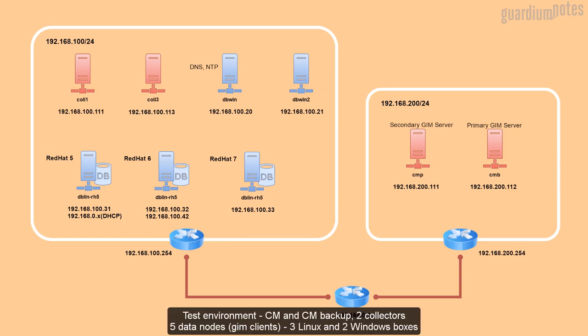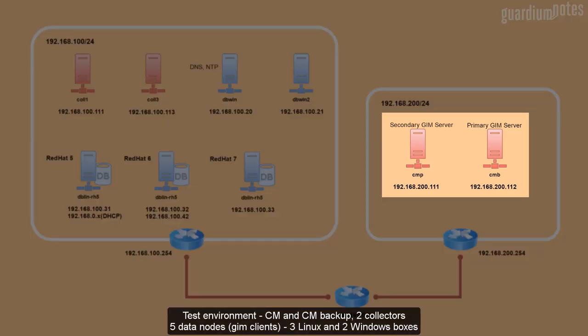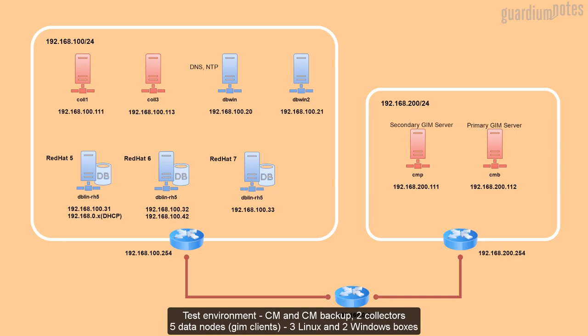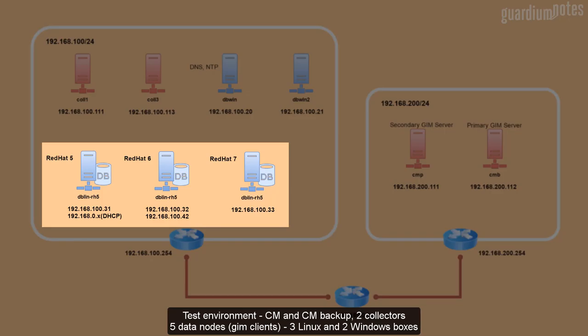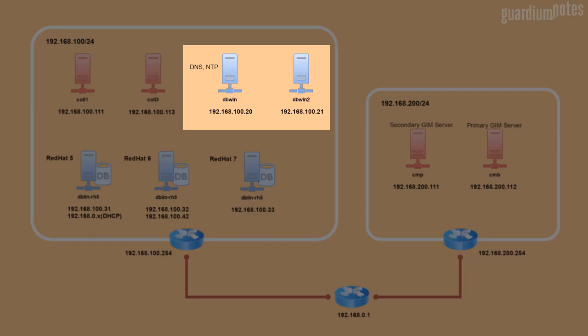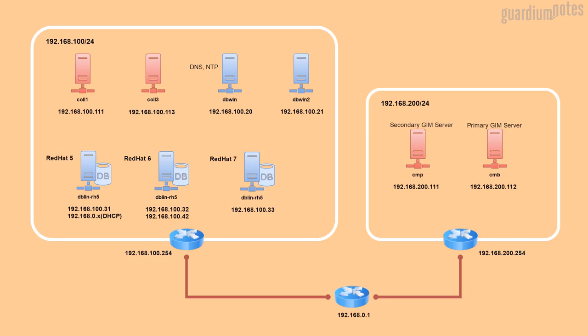All examples presented here are based on the GRDAPI test environment where we have two aggregators which cover the GIM server role. In most cases, the CM backup is the primary GIM server and the main central manager takes the GIM failover server role. There are also two collectors. GIM clients will be installed on three Linux nodes with three different versions of Red Hat and two Windows machines. GRDAPI appliances have been previously set up and operating within a single management domain.